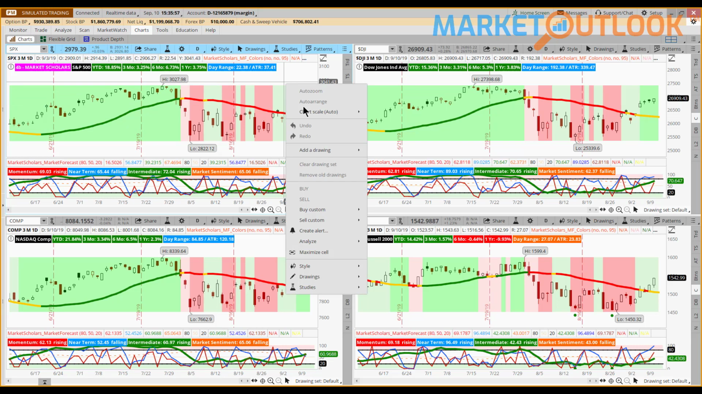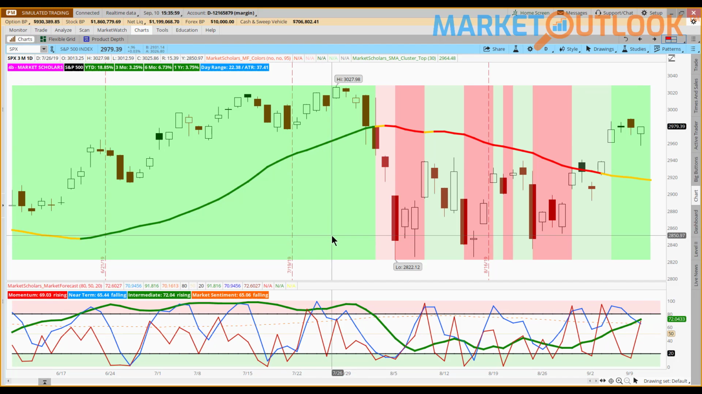So let me right click and go to maximize cell here on the S&P 500. Some of you might recognize that candlestick right there, and it might look to you like a hanging man candlestick pattern. Now, we do need to wait until the following day for confirmation of that. So just because it looks like it today doesn't necessarily mean that it will become one.